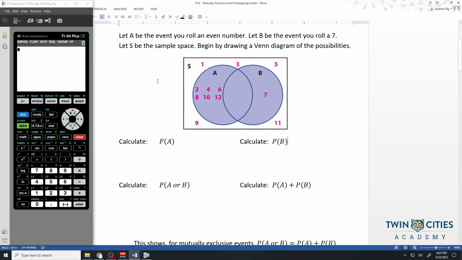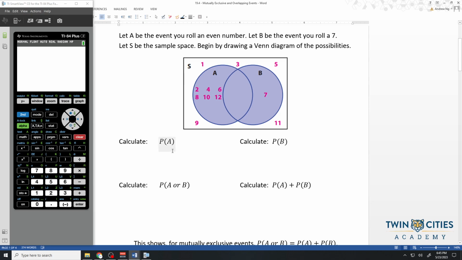Let's let event A be the event that you roll an even number. So there are 6 even numbers that I could get: 2, 4, 6, 8, 10, or 12. Event B is rolling a 7. Well, there's only one 7, so I've got that there by itself. None of this overlaps, so between A and B, I've got nothing in the middle here in my Venn diagram. And then the numbers 1, 3, 5, 9, and 11 are on the outside because they are neither even nor are they a 7. So let's answer the following.